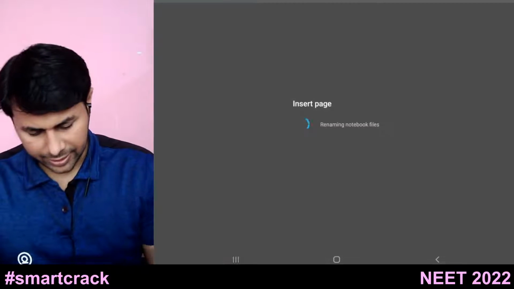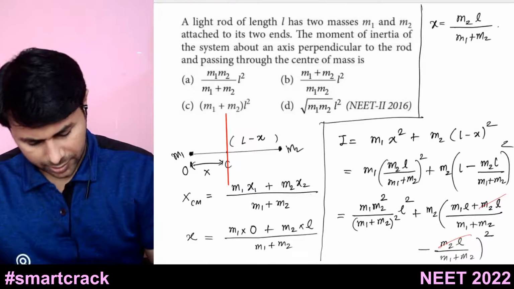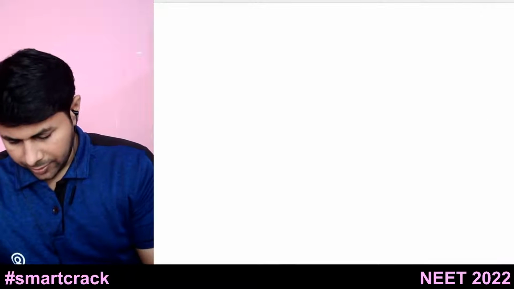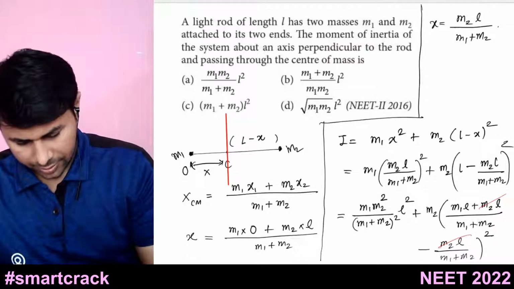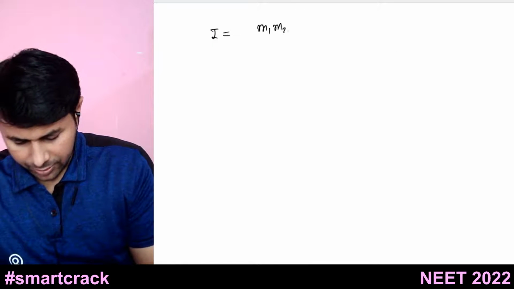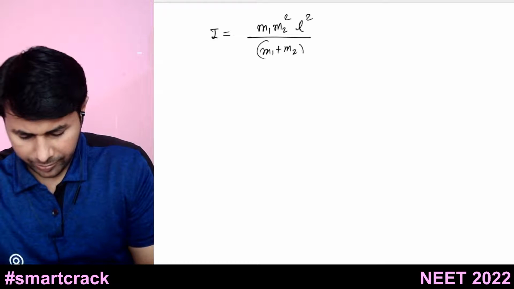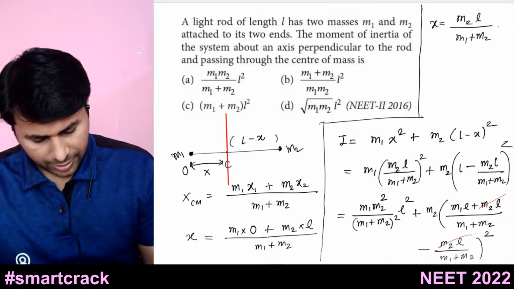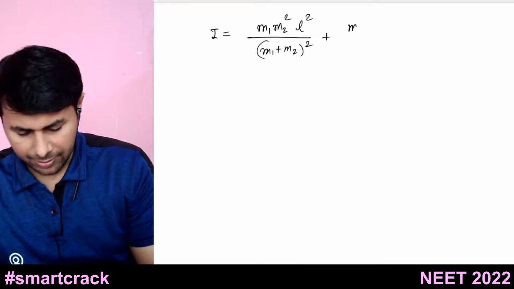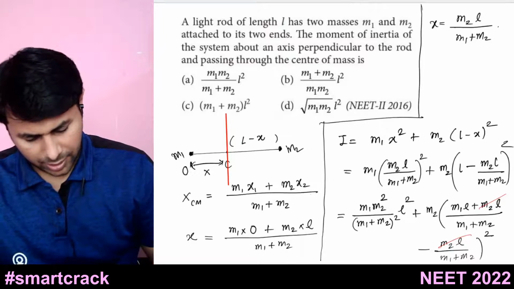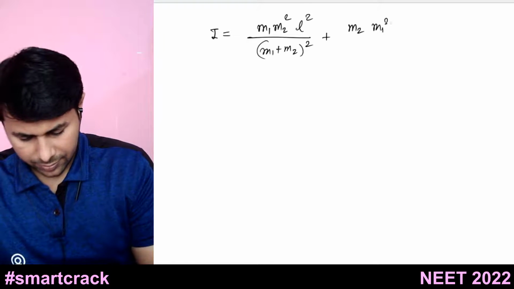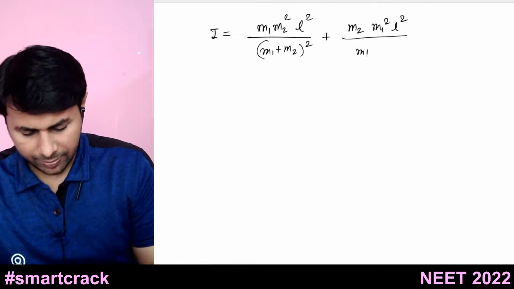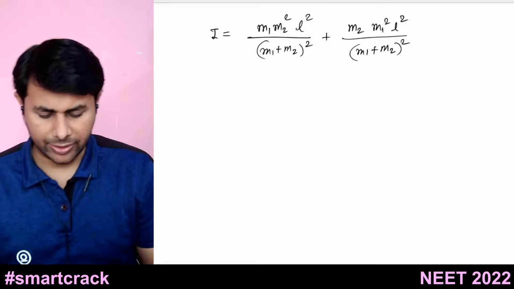So let's add a page. So I is equal to m1 m2 square L square upon m1 plus m2 square, plus from the second term it is m2 into m1 square L square divided by m1 plus m2, and we have the square of this.